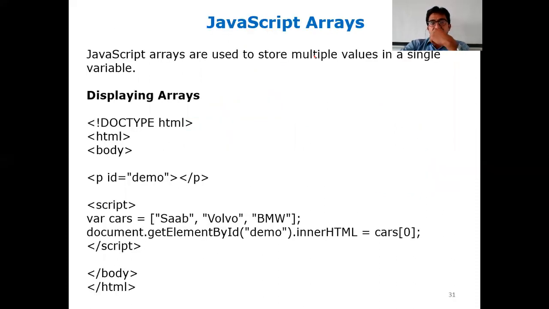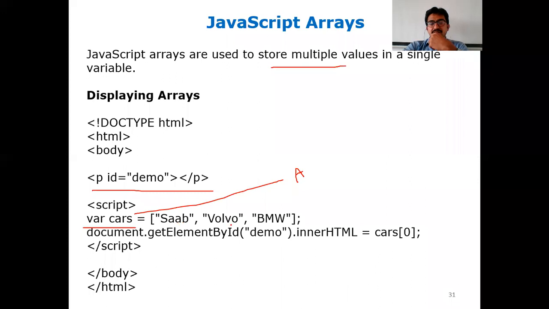Coming to arrays, JavaScript arrays are used to store multiple values, as a variable stores only a single value. To avoid that drawback, we are moving to arrays. So an array will store multiple values. In this paragraph ID, I'm creating a variable in JavaScript where cars is an array. This is an array, and these are the values we are assigning for this cars array: Saab, Volvo, BMW. So it displays cars of 0.